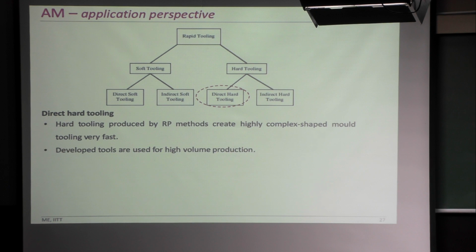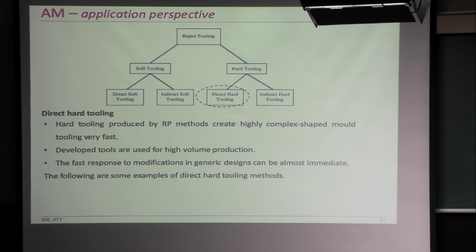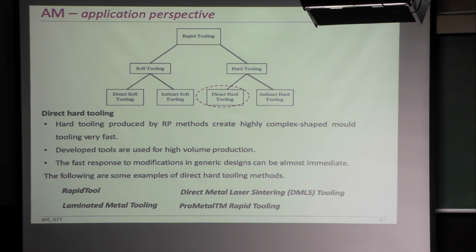Here we can go for selective laser melting, and depending upon the size of the molds you require, we choose the suitable AM process. These tools are used for high volume production. So these are some examples of direct hard tooling methods: one is rapid tool, DMLS tooling, laminated metal tooling, and ProMetal rapid tooling.